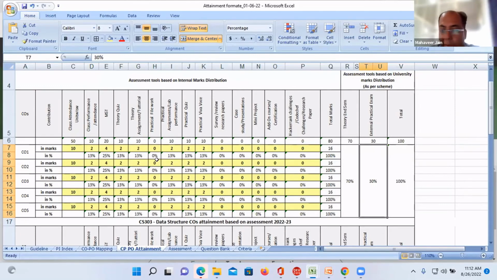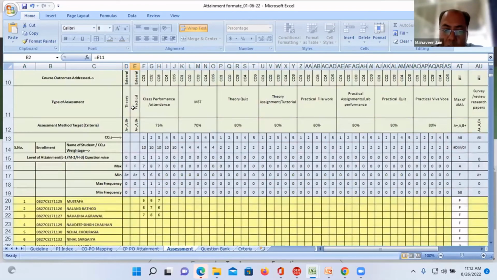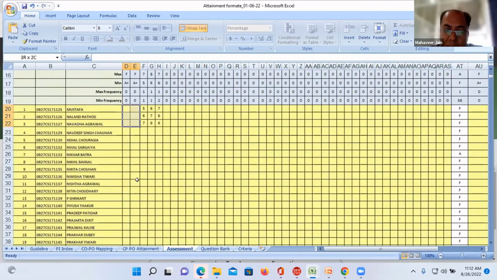Okay, so after filling this, I am going to the next sheet. This is the assessment sheet. In this assessment sheet, you can see the theory and the practical. This is the university theory exam and the university practical exam. So what you need to do is write the grades here. The university will declare the result. You put the theory result here, and the practical result here.